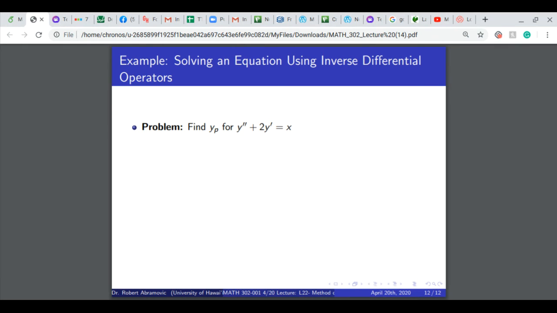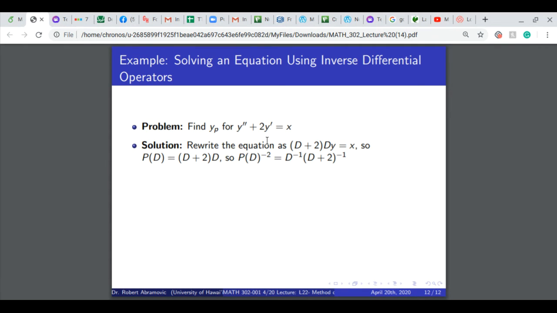Let's find a particular solution for y double prime plus 2y prime equals x. You rewrite this equation as d plus 2 times d of y is equal to x. That means differentiate a function, get y prime, then differentiate what you got and add 2 times what you got. So P of d is d plus 2 times d. Its inverse is d inverse times d plus 2 inverse. So again, what appears on the right comes first: d inverse, d plus 2 inverse, of x.